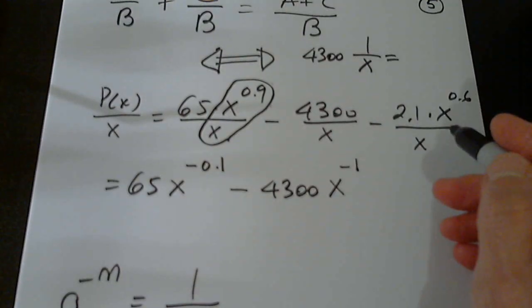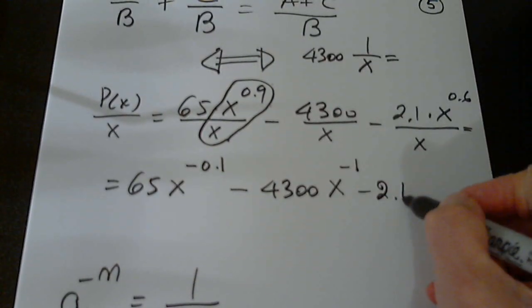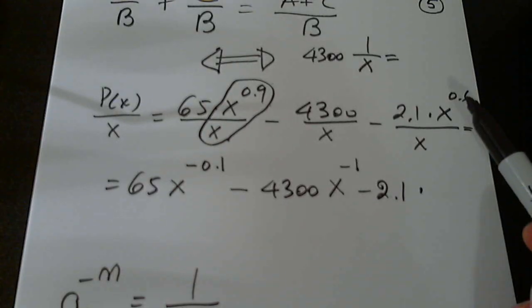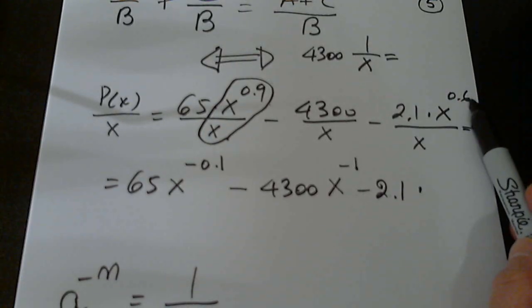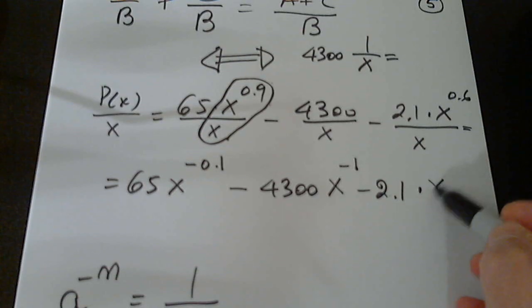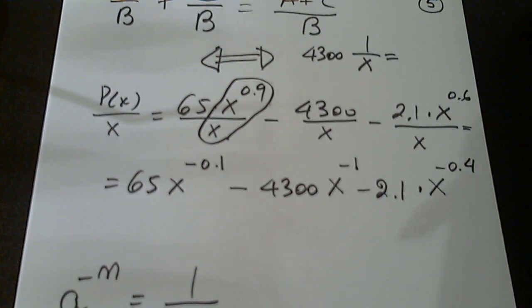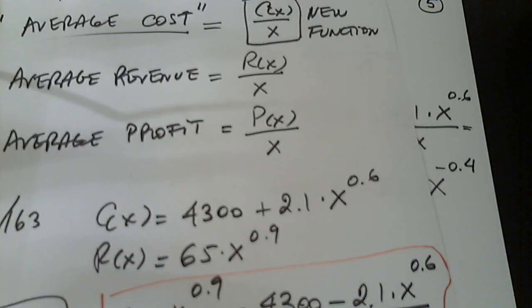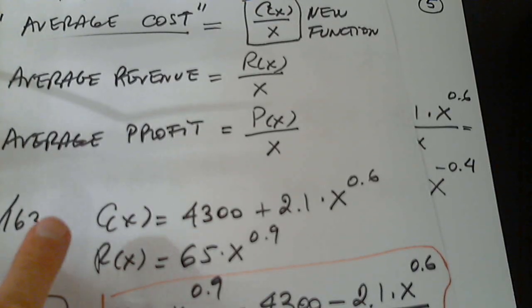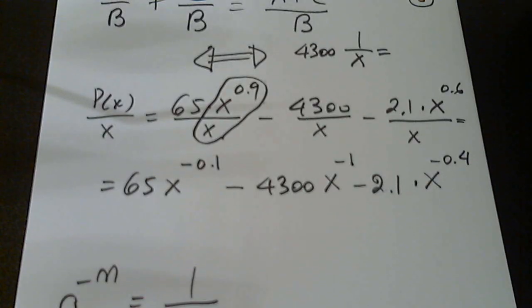Then I reach the third fraction, negative 2.1 times the same thing. From power 0.6, I subtract 1, so I have x to negative 0.4. Although it's still ugly, this is more human to differentiate than this. And then simplify. Okay, so now I'm ready to differentiate it.